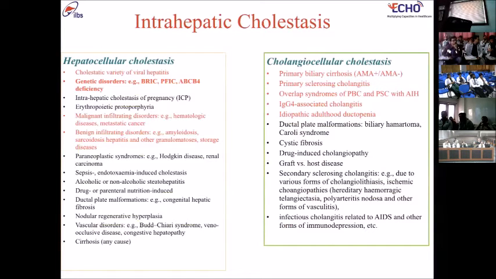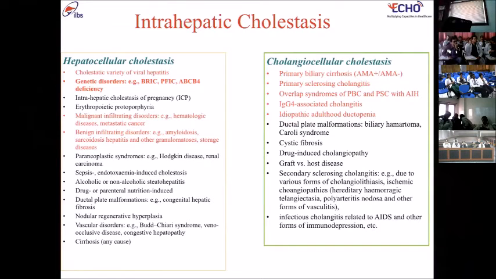Hepatocellular is usually due to the cholestatic variety of viral hepatitis, commonly seen in hepatitis E, and genetic disorders, that is benign recurrent intrahepatic cholestasis, progressive familial intrahepatic cholestasis, and deficiencies of the transporters, that is ABCB4. Then intrahepatic cholestasis of pregnancy, then secondary to protoporphyrias, and infiltration of the liver secondary to some malignancies can cause elevation of the alkaline phosphatase.